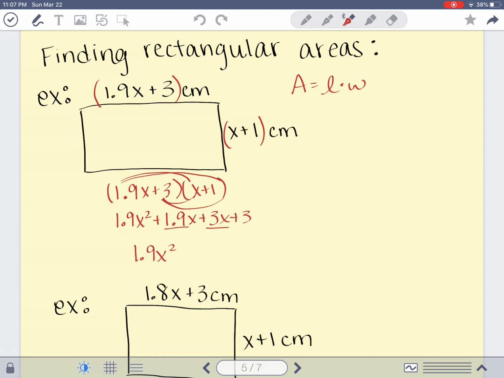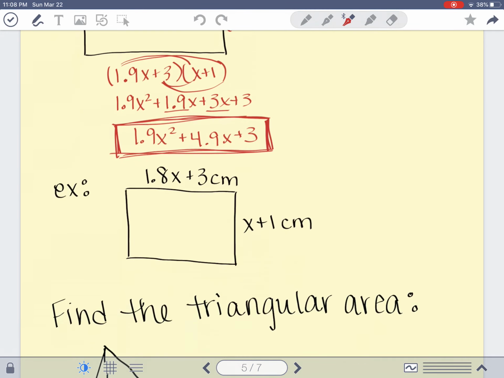So the area of the rectangle can be shown as 1.9x squared plus 4.9x plus 3. So this means whatever we plug in for x, if it gives you 2 to plug in for x, you would just plug it in for x in order to find the actual area, but this is just an expression giving you the area of the rectangle in terms of x.